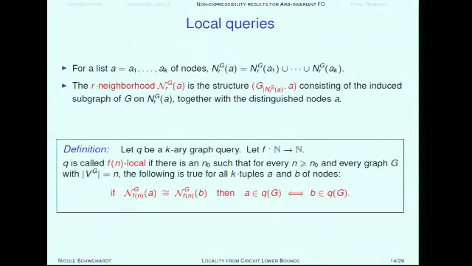Whenever I have two k-tuples A and B of nodes, and their f of n neighborhoods are isomorphic, then the query doesn't distinguish between the two tuples.